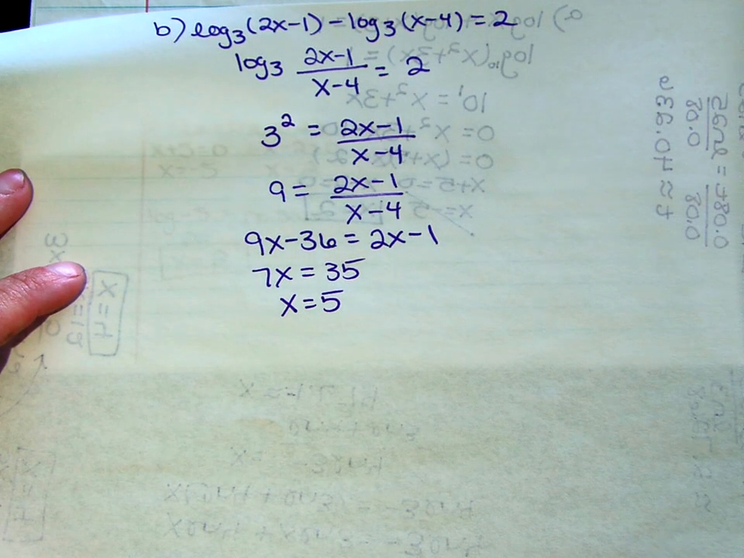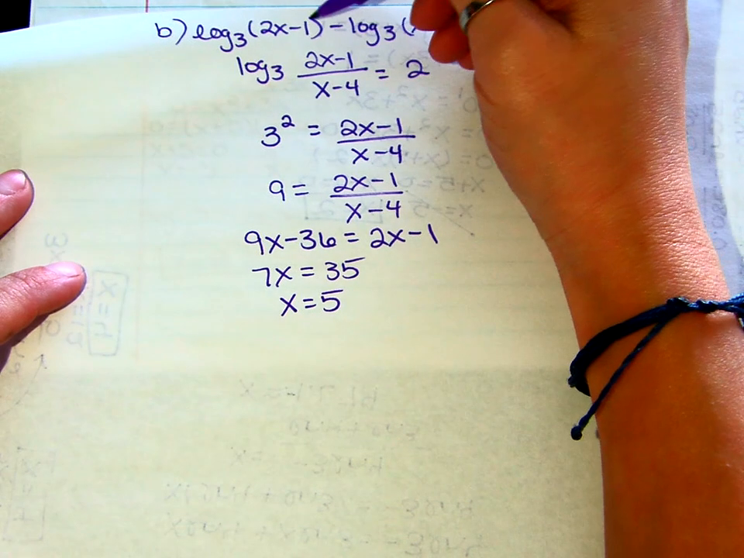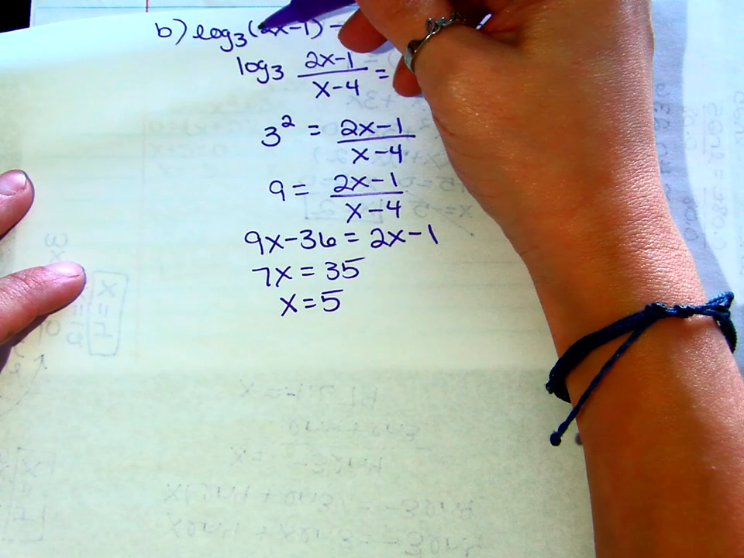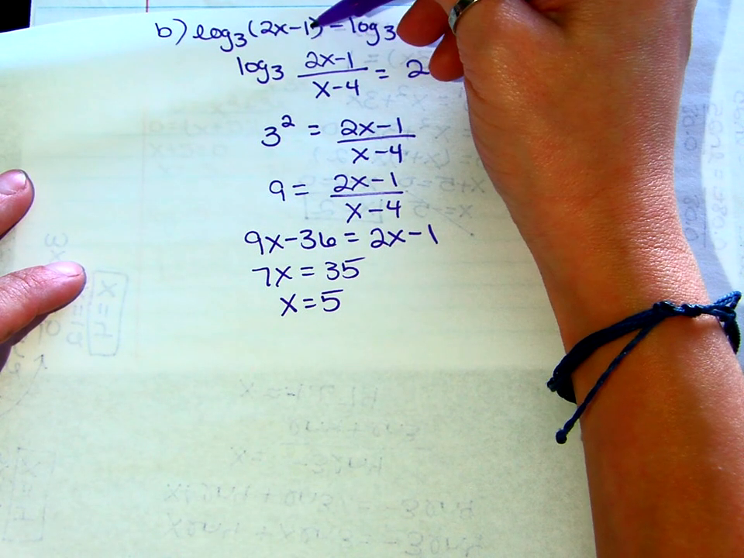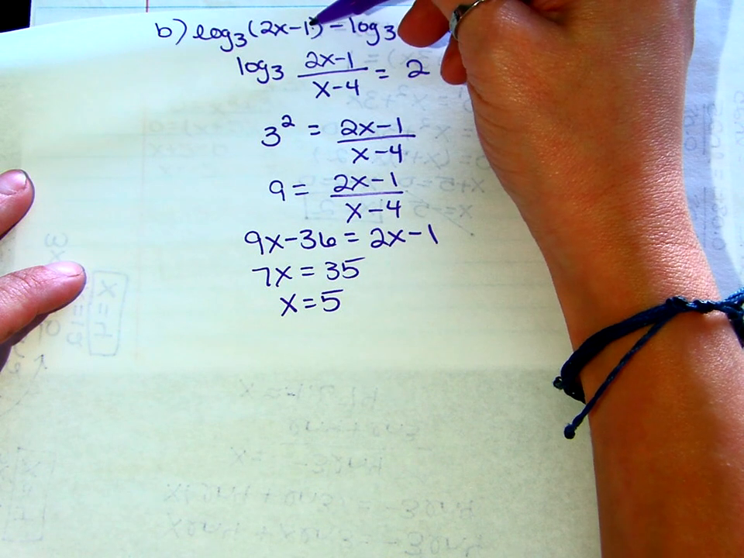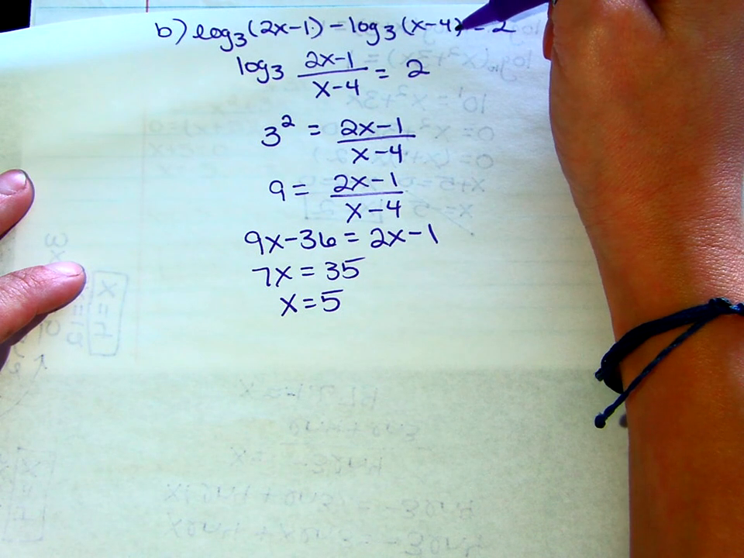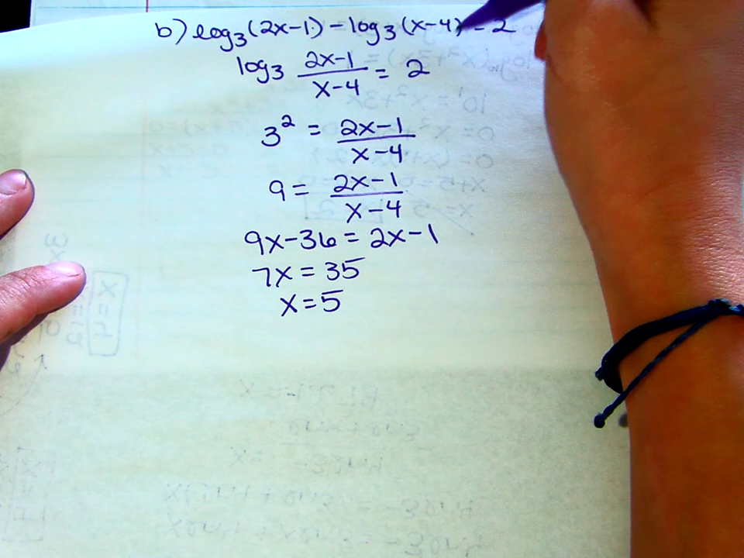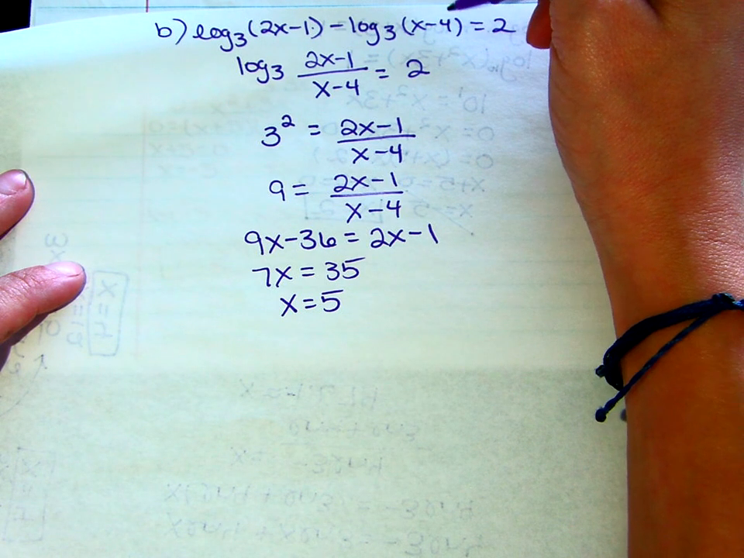Now, when I go back up to test in the original problem, what I'm checking for is making sure that what's inside my parentheses will stay positive. 2 times 5 is 10. 10 take away 1 is 9. This is positive, so that's okay. Over here, I plug in a 5. 5 minus 4 gives me 1. I can take the logarithm of 1. That's okay. So x is 5 works.